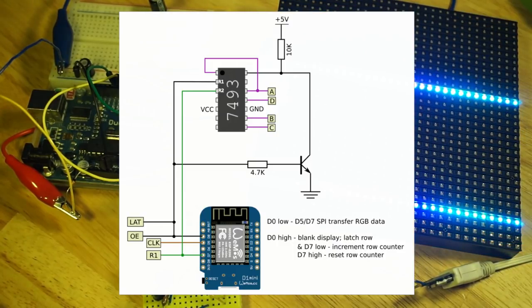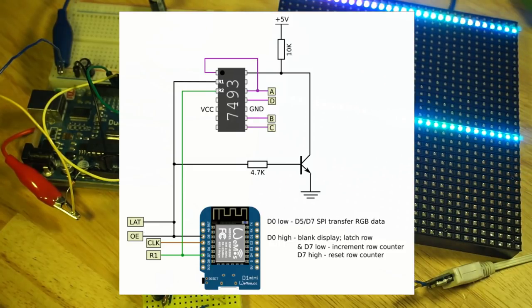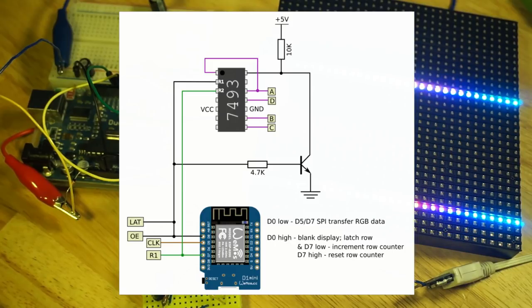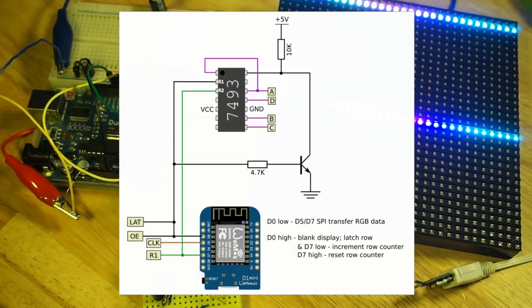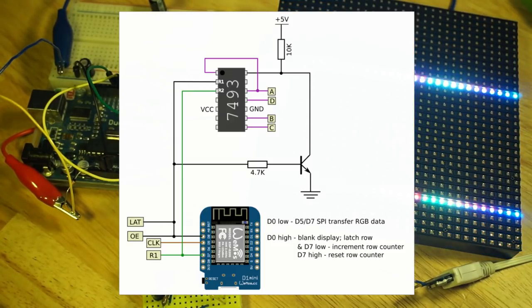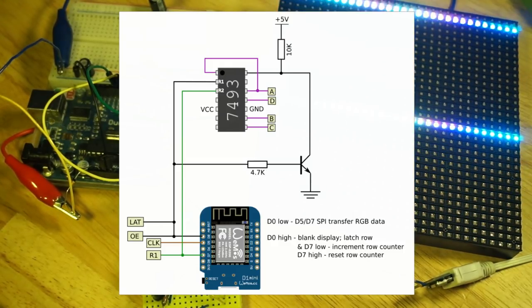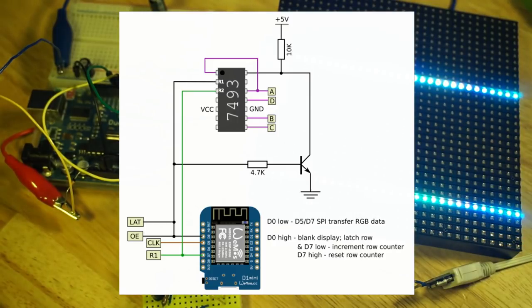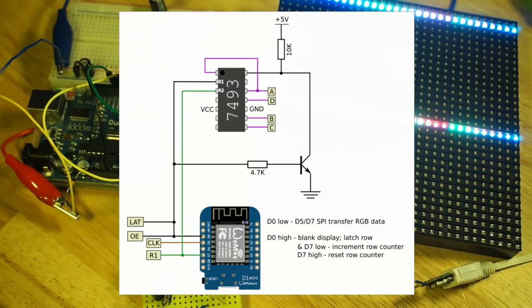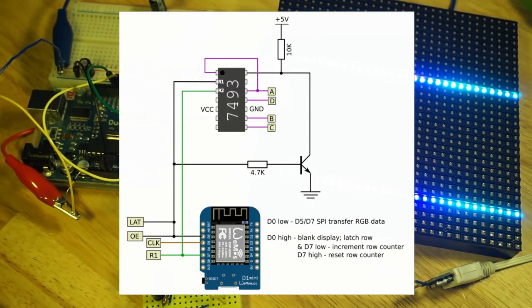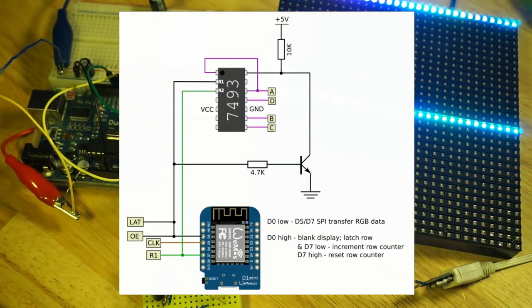The resistors and transistors are basically just inverting the output from D0, because the 7493 increments the counter on a falling edge. I want to have the counter increment when the latch and output enable go high at the same time. So that's what that transistor and resistor is for. And the R1 and R2 inputs on the 7493 are the resets. Both have to be high in order to reset the counter.